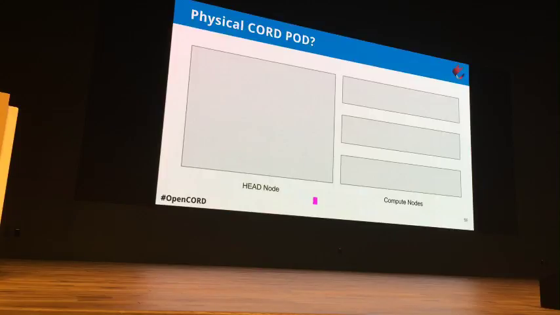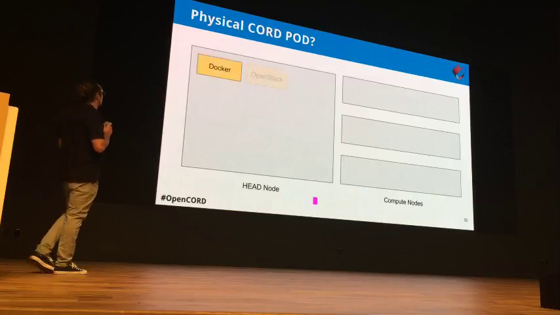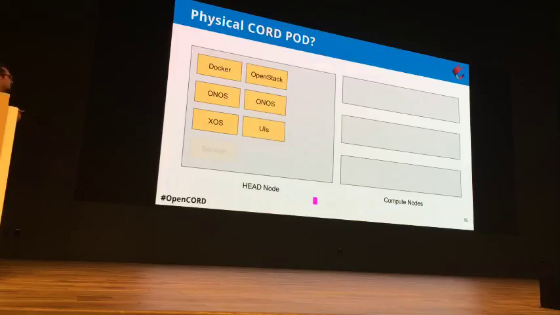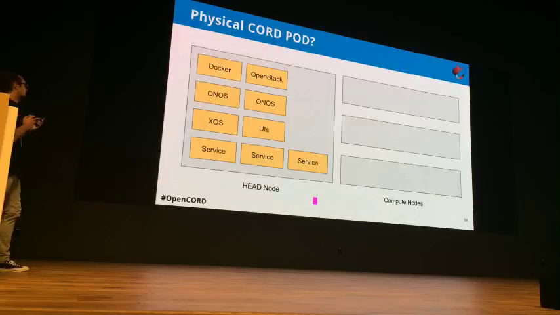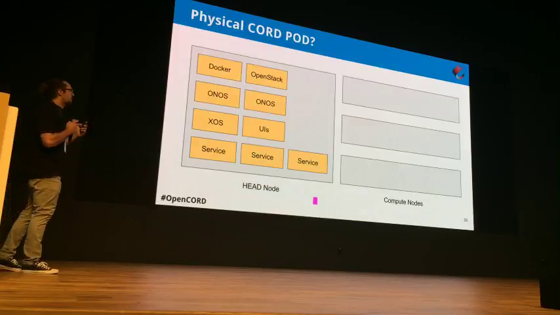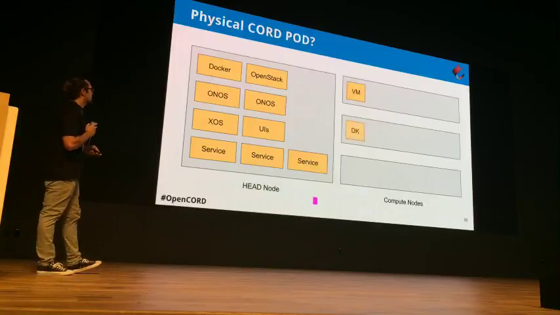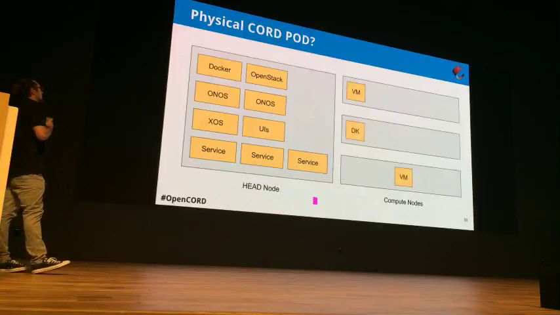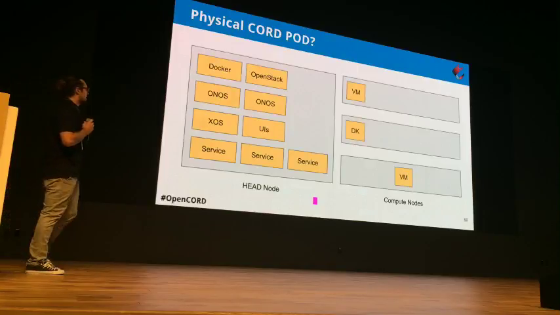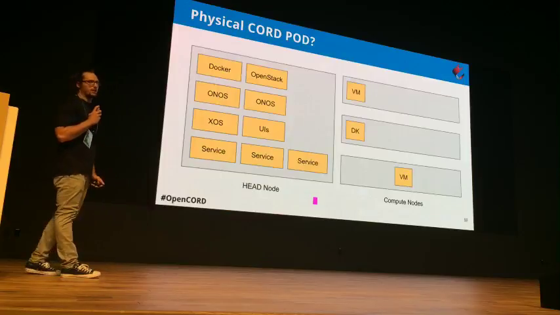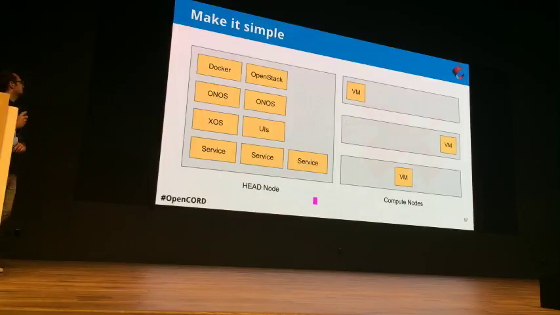How does a physical Cord pod look from the software perspective? We have a node where we deployed Docker, OpenStack, two ONOSes to manage the overlay and the underlay network, XOS, all the UIs, and all the service synchronizers we need. And we have an arbitrary number of compute nodes in which we deploy the VNF in the form of a VM or a Docker container. It doesn't really matter. Do we need all of this to do our daily job? I would say no.